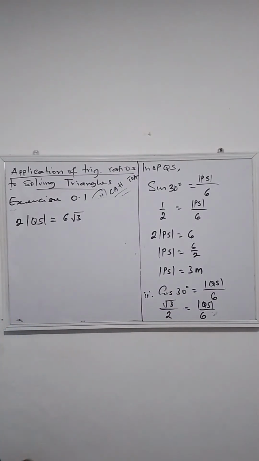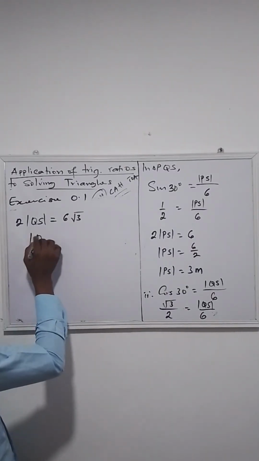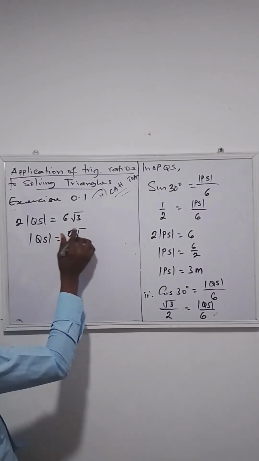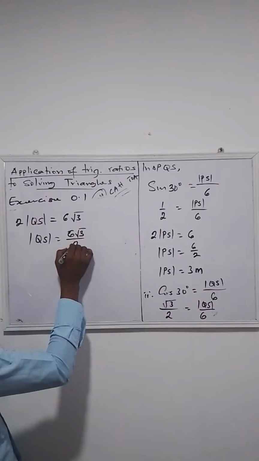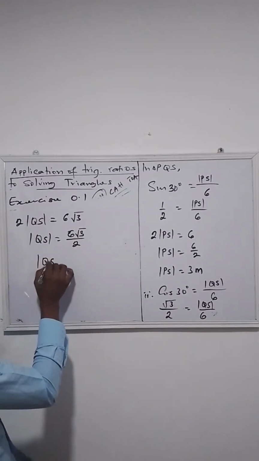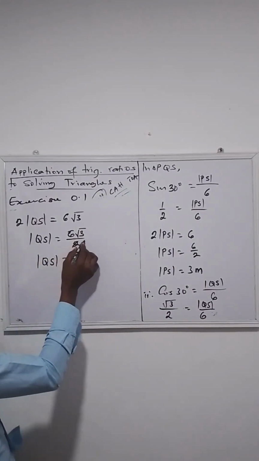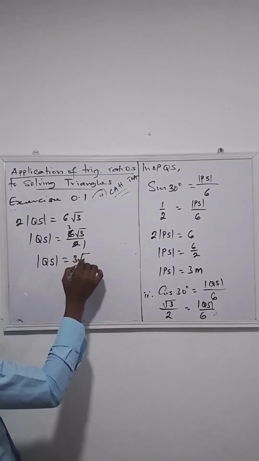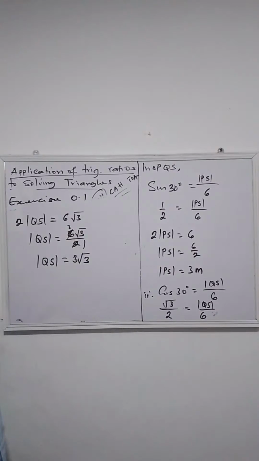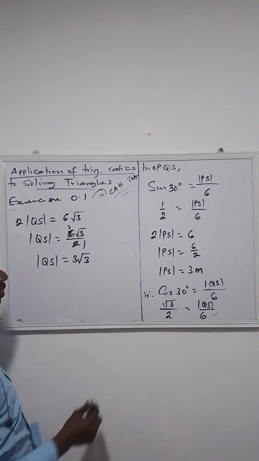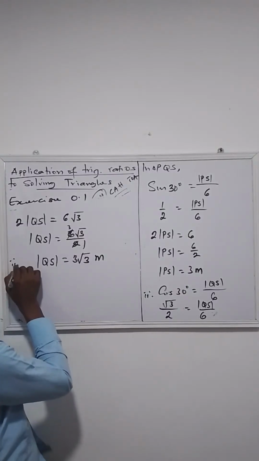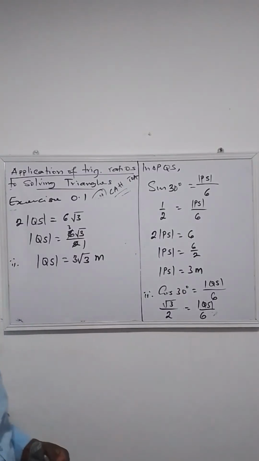Okay. So now here you divide both sides by 2. We have QS equals 6 square root of 3 divided by 2. So QS is what? Now 2 goes here, 1, 2 goes here, 3. We have 3 square root of 3. And the unit is going to be what? In meters. It's going to be in meters. So this is the second part of the question.